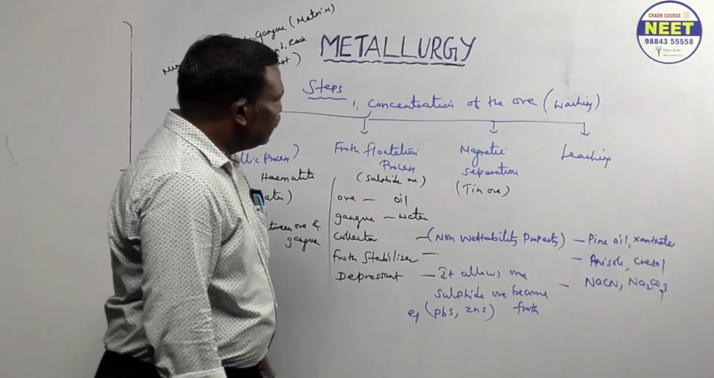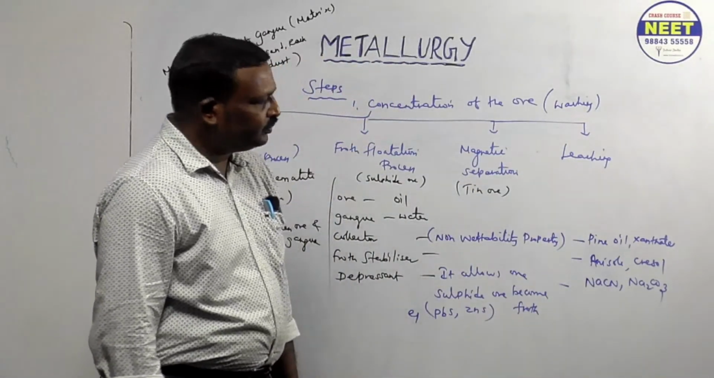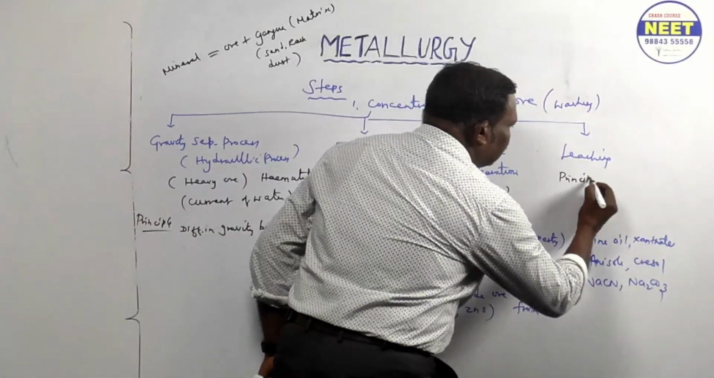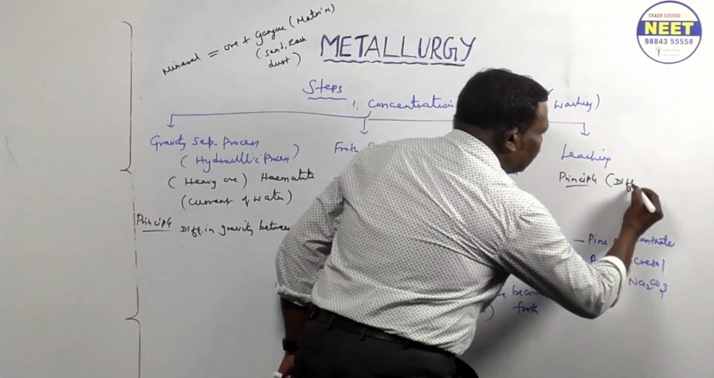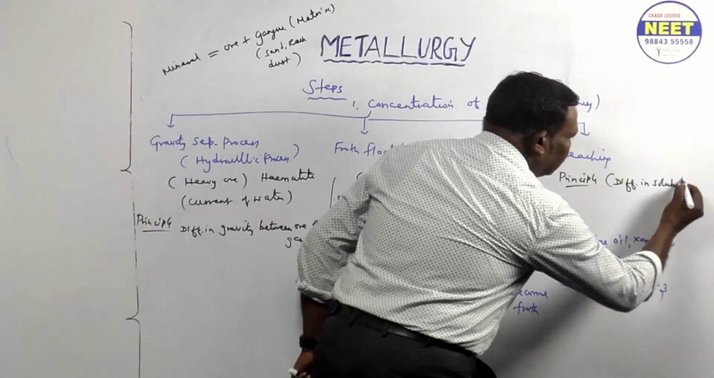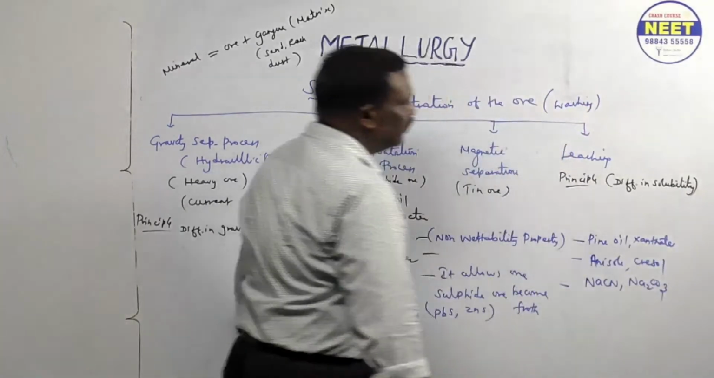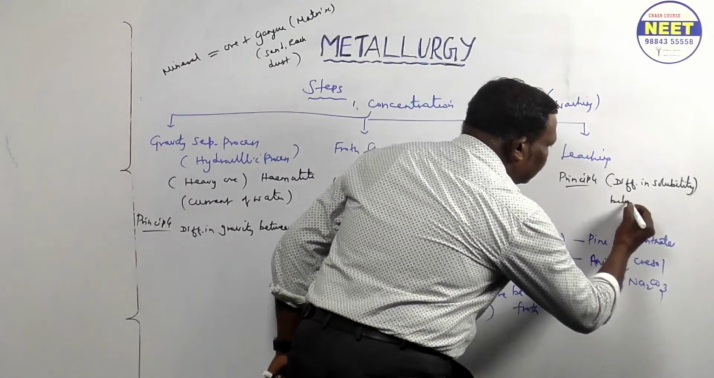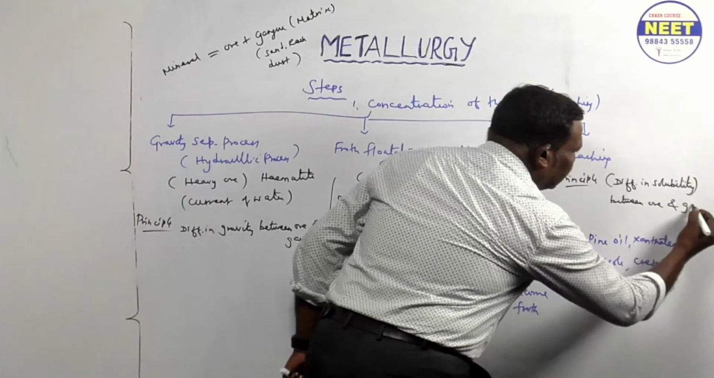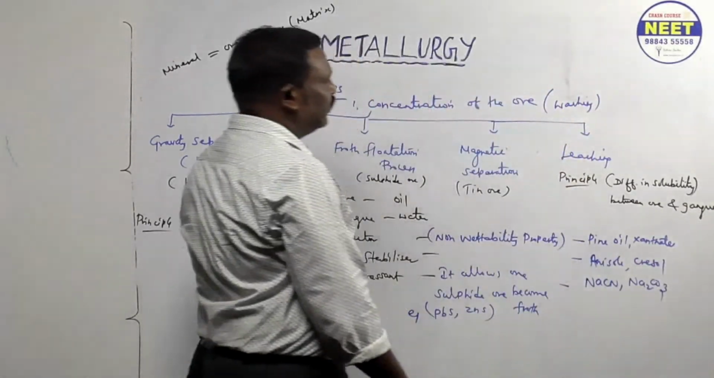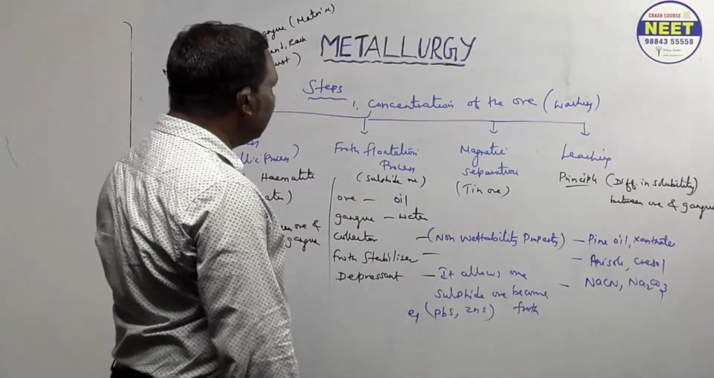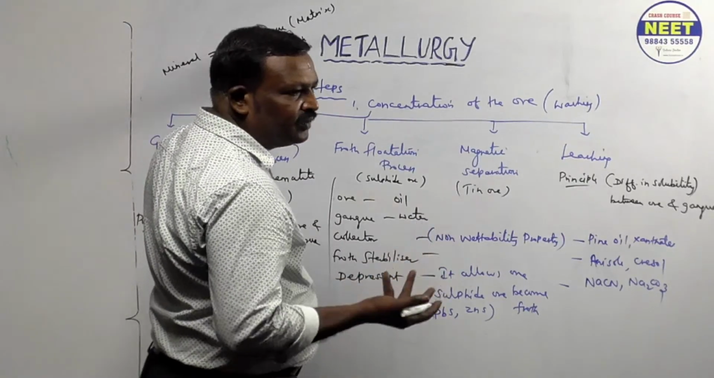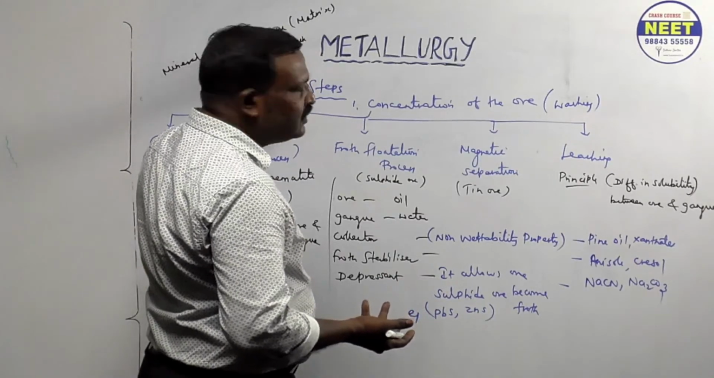Okay, right. Then leaching. What's the principle behind leaching? Difference in solubility. Difference in solubility between what? Ore and gangue, correct or not? We are adding some solvent. Ore can be dissolved, but gangue will not dissolve. One is dissolved, one is not dissolved, so we can easily separate now.